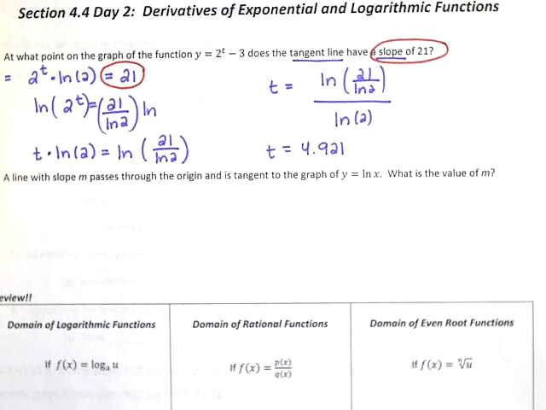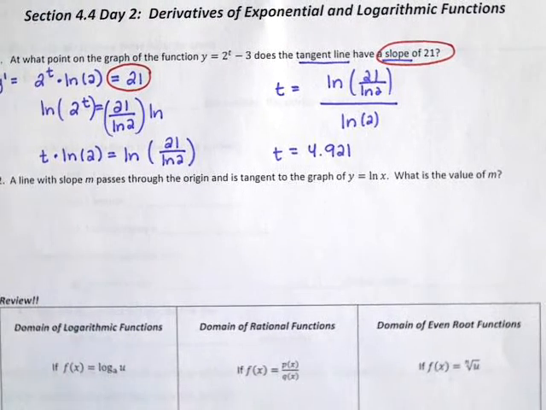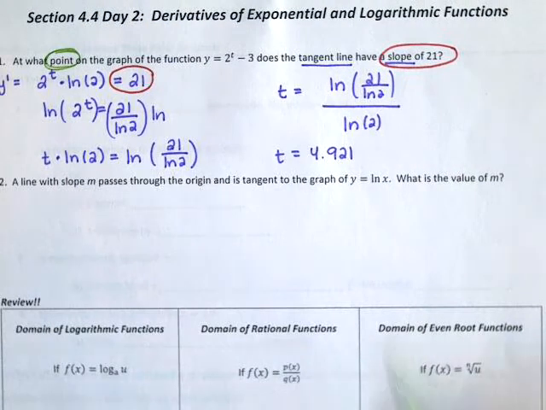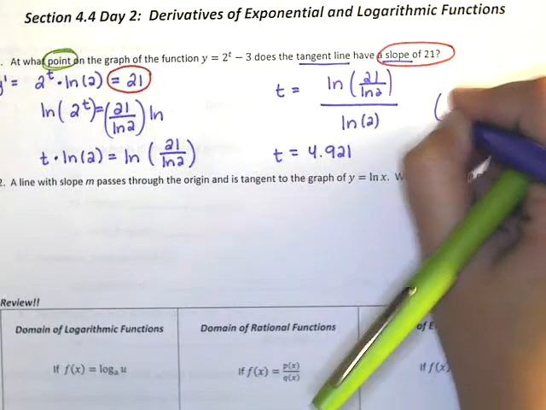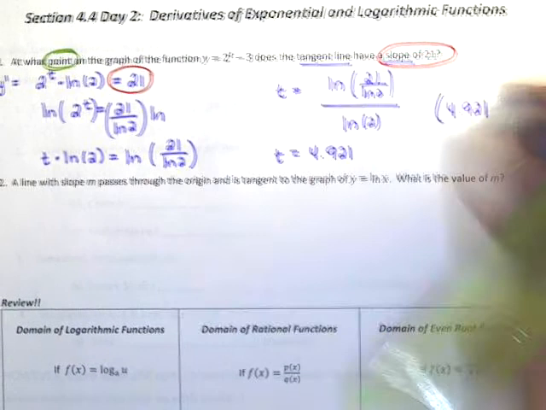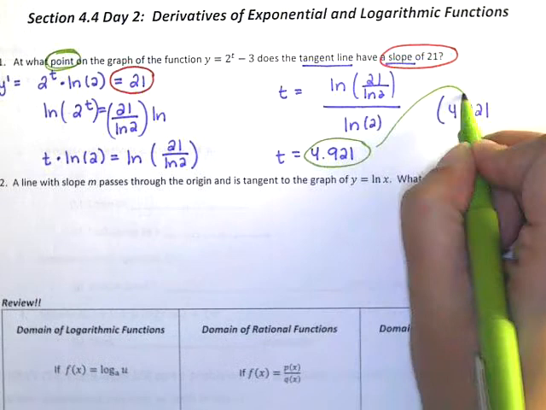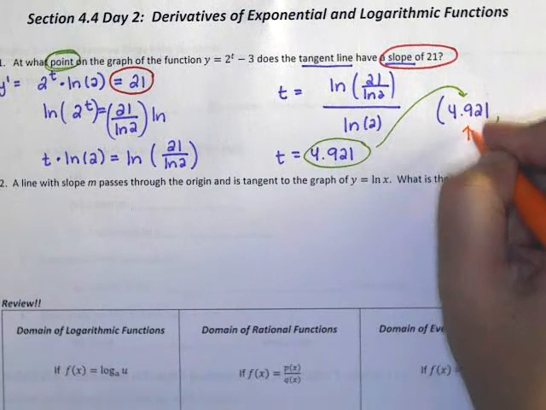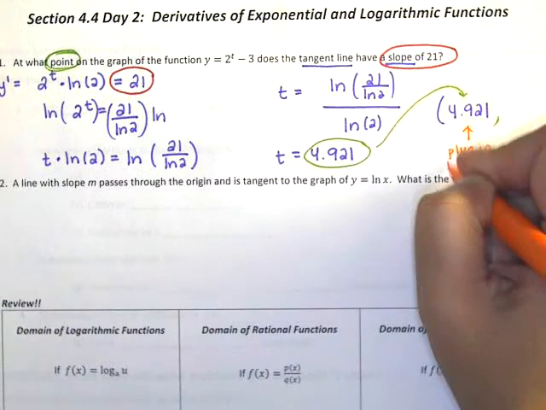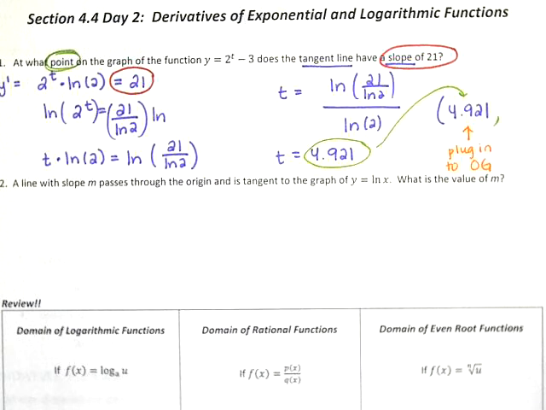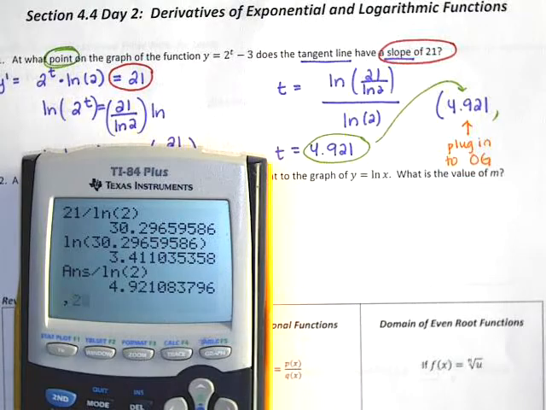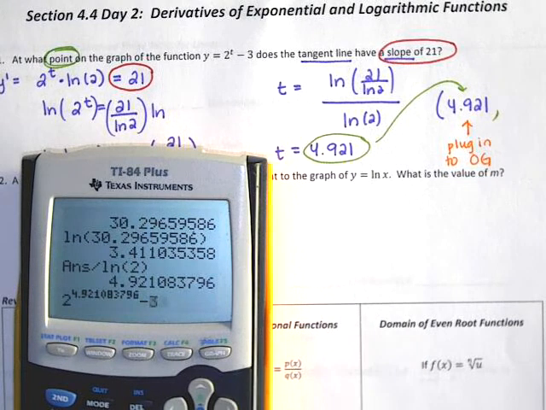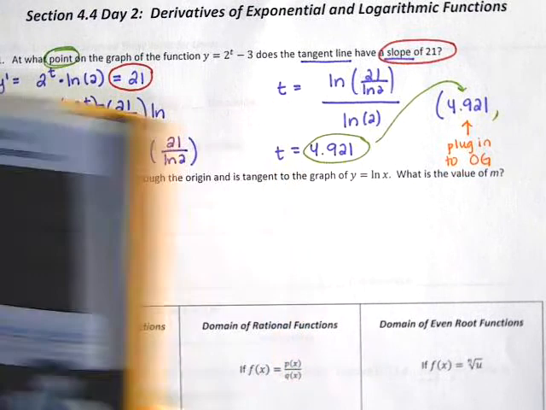Now you'll notice that in this question it didn't say at what x value, it said at what point on the graph. So in order to figure out the point, I'm just going to make the t value the x. And then I'm going to plug that into the original function in order to get the y value. So I would have 2 to the, this stuff, minus 3, which is 27.297.